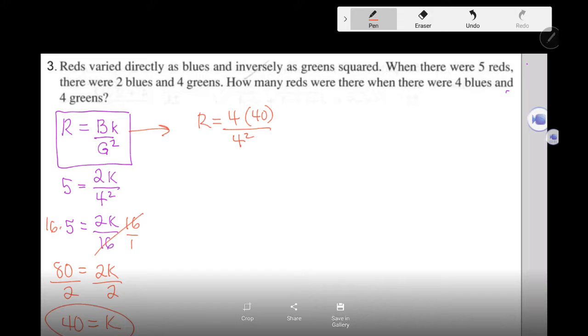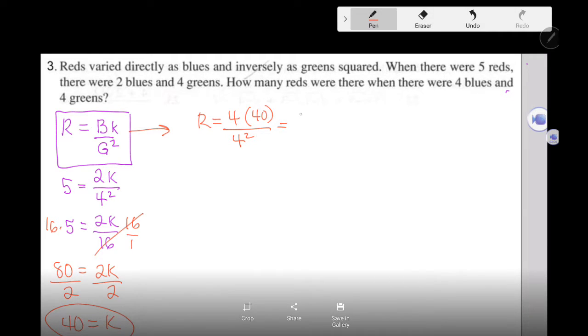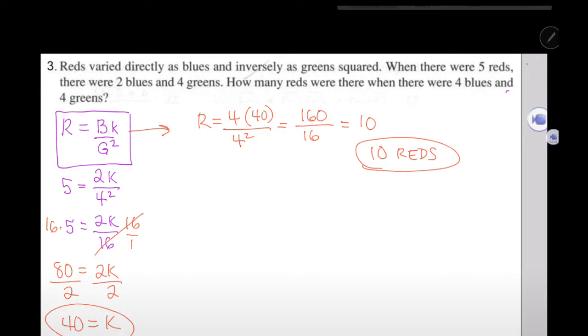I think you can probably see that r is 10 because you have 4 times 4 with the leftover 0, but let's go ahead and do that. We'll say r is equal to 4 times 4 is 16 with a 0 on top, and on the bottom 4 times 4 is 16 without a 0. So 160 divided by 16, I think you can see that's 10. So we would say that there were 10 reds. Okay, so that's our answer, 10 reds.